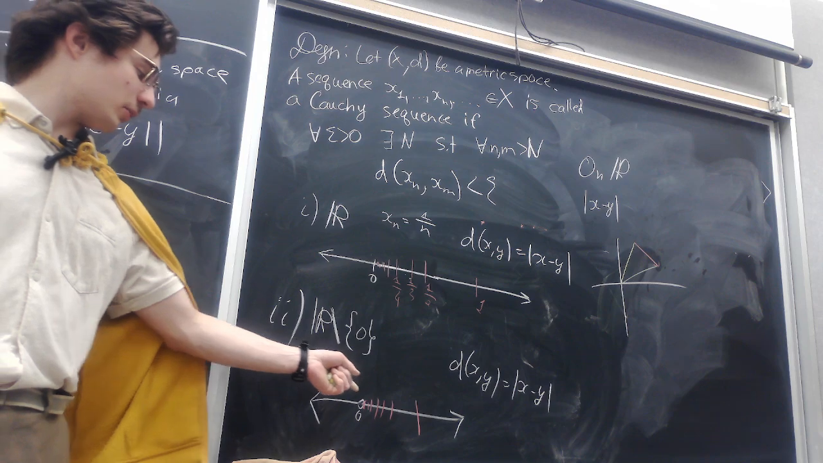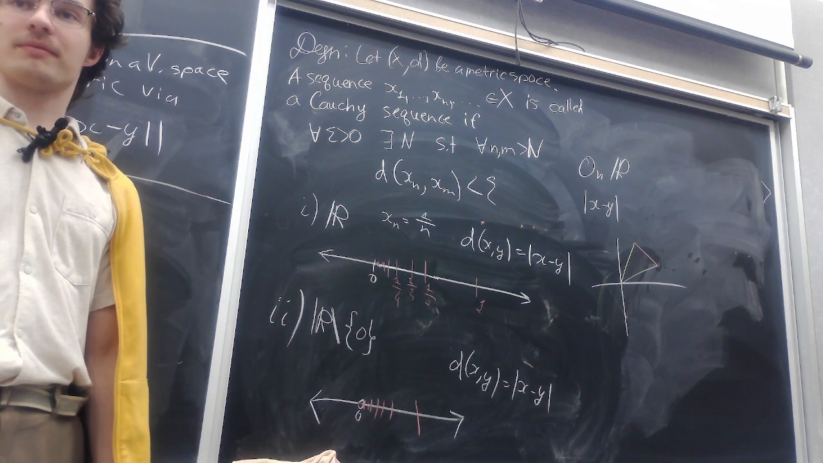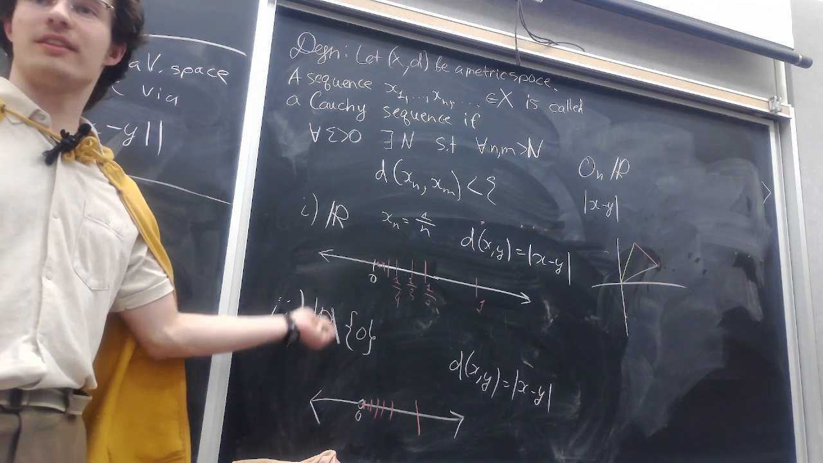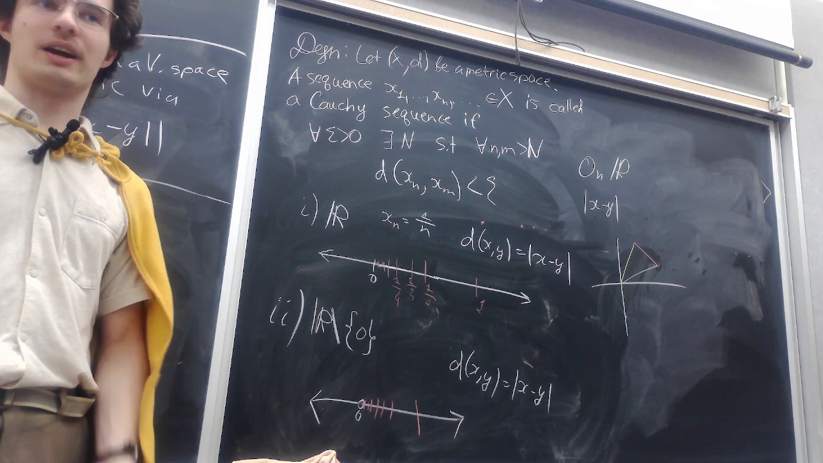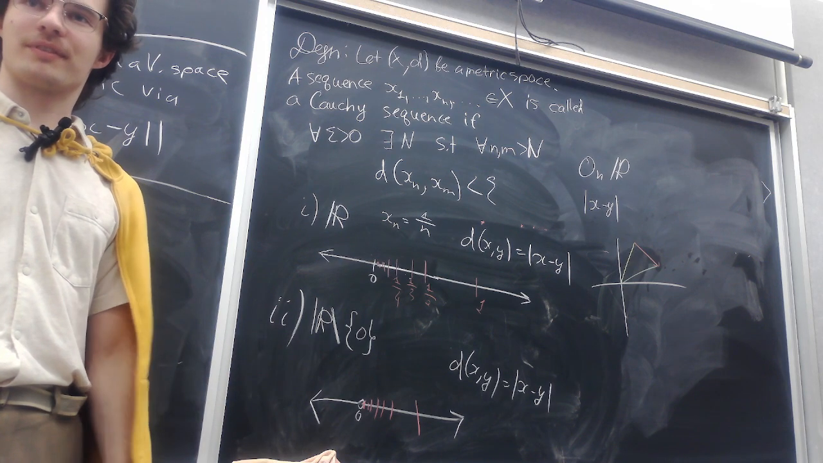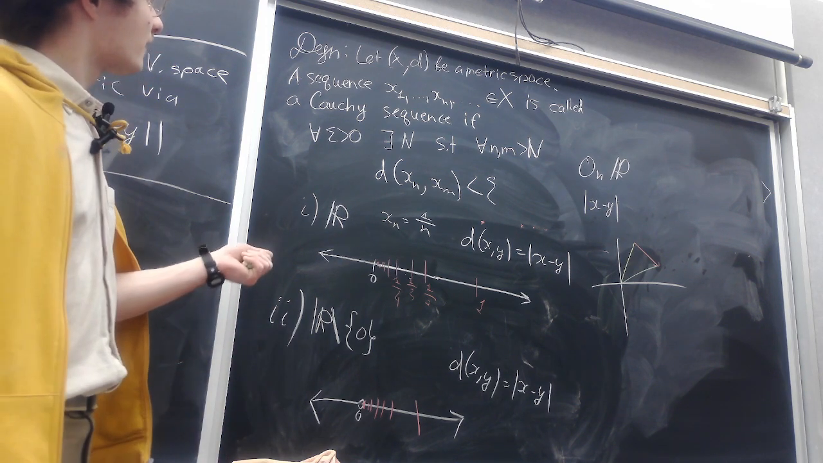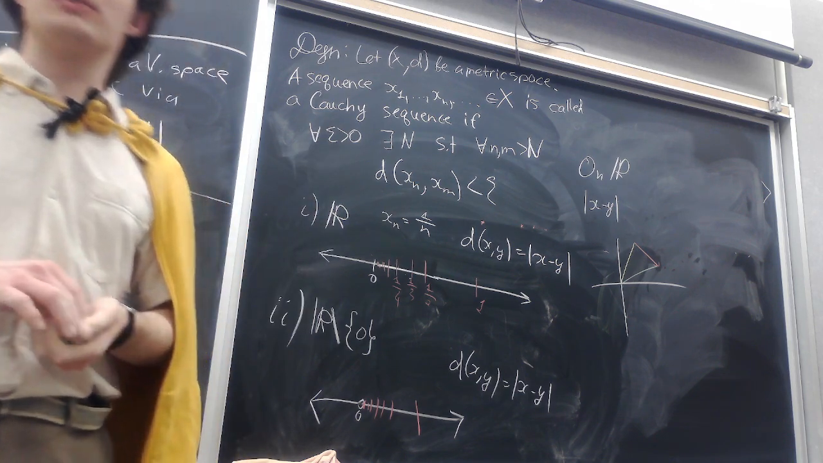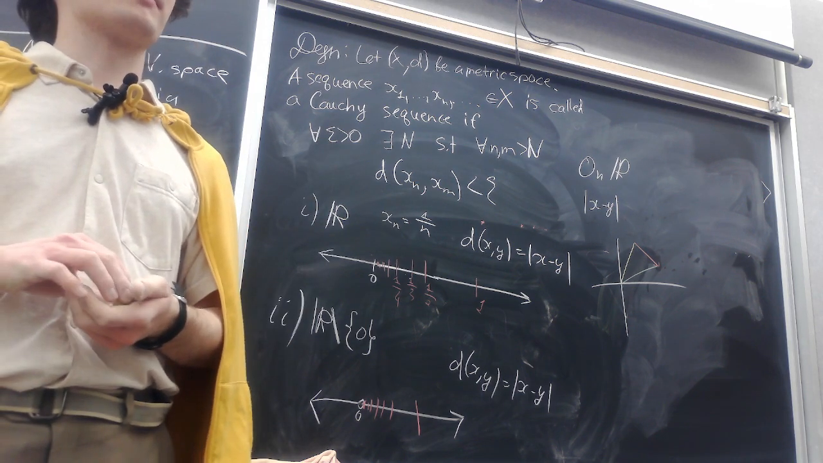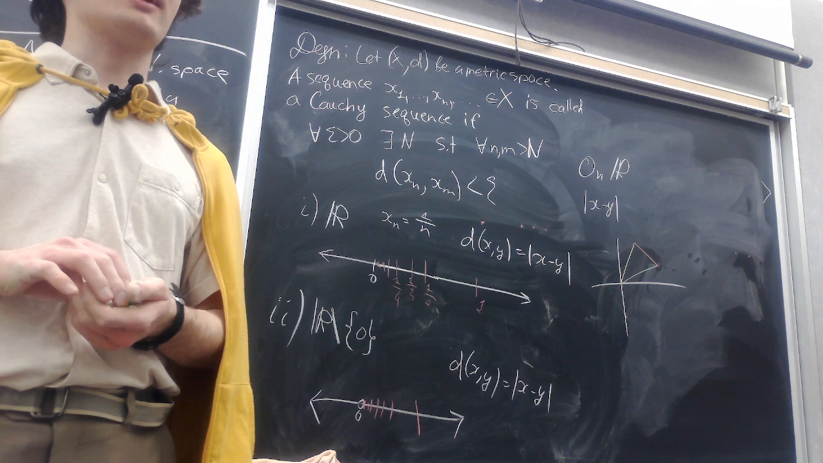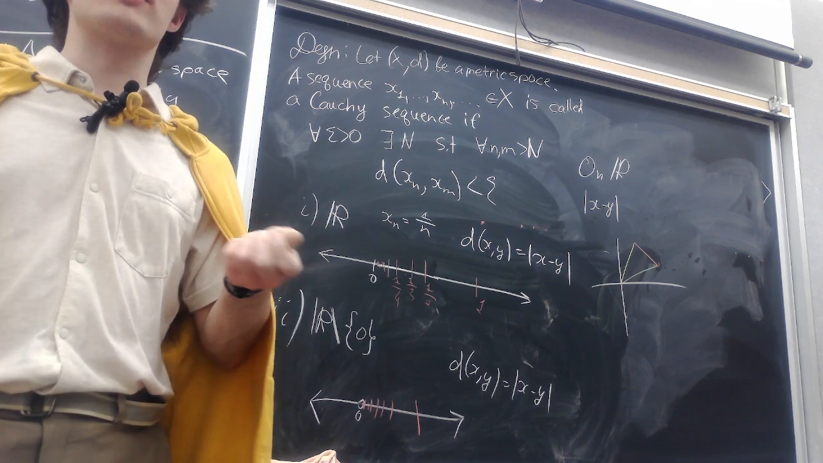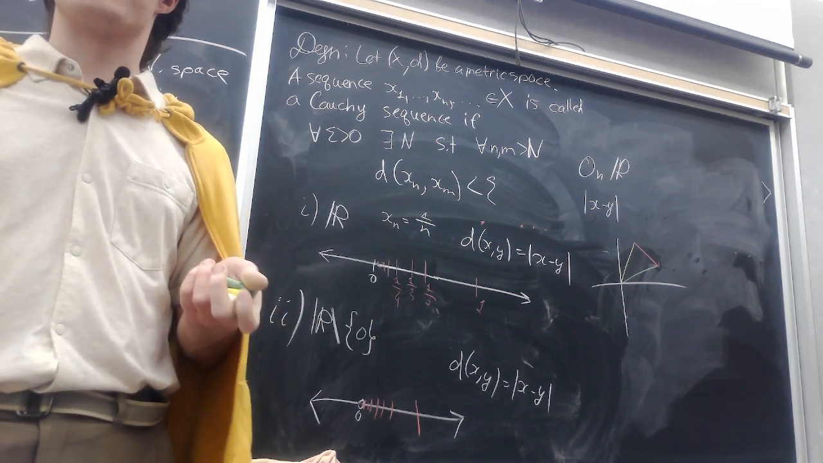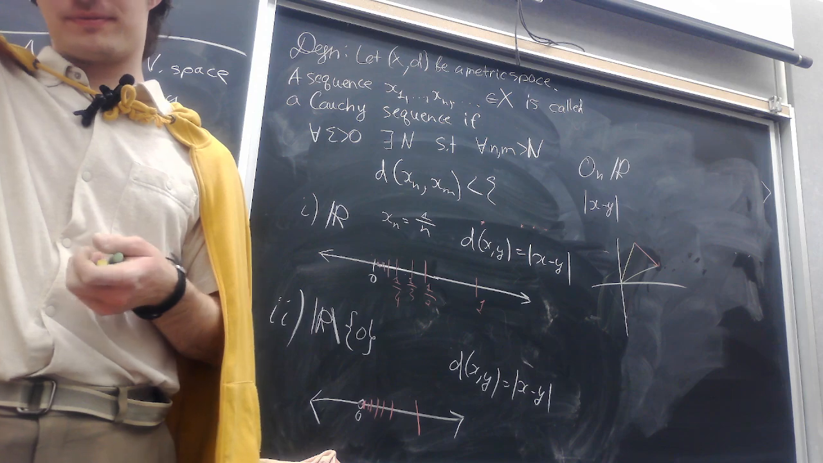But now, does this sequence have a limit? No, because 0 is not in the set. So it doesn't have a limit. But it's still a Cauchy sequence, right? So Cauchy sequences are, in some sense, the sequences that should have a limit if our space is nice enough.